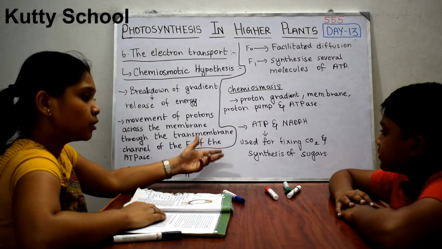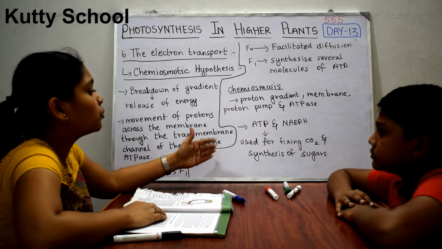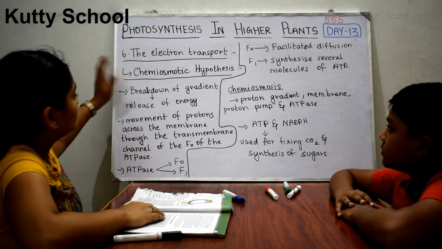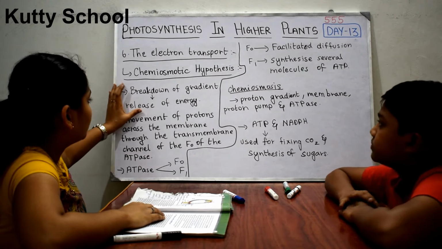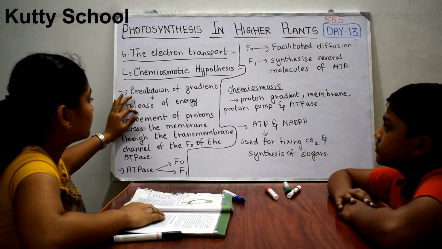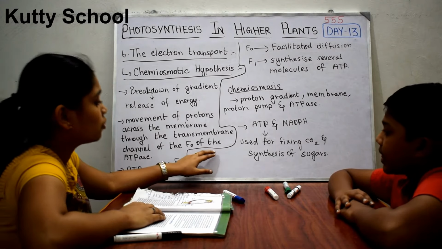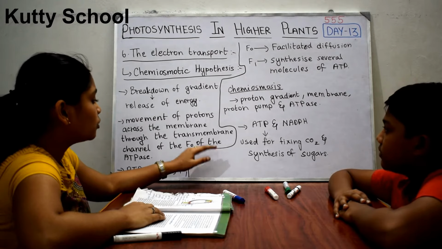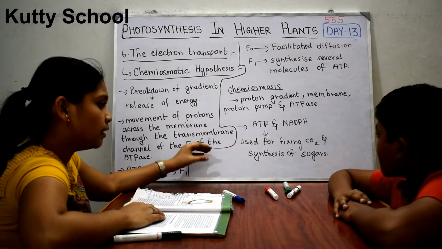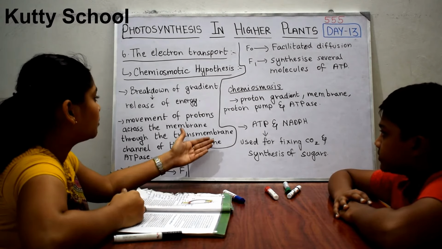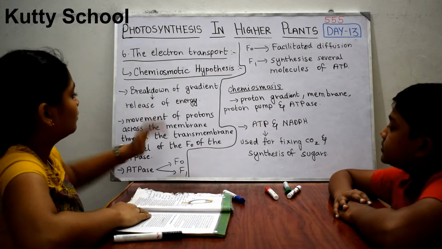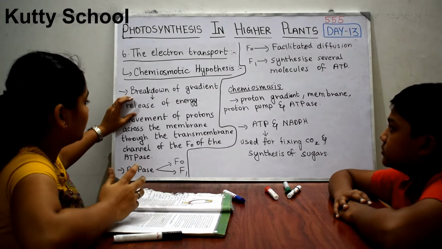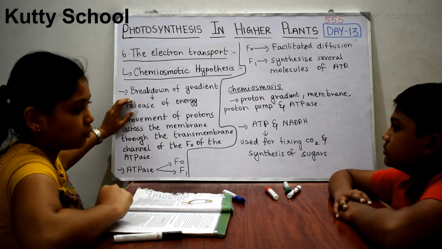So how it is produced, through what mechanism using these protons, we are going to see here. The breakdown of this gradient releases energy. When the proton concentration, which is higher inside the lumen, equalizes or becomes less, it leads to the release of energy.